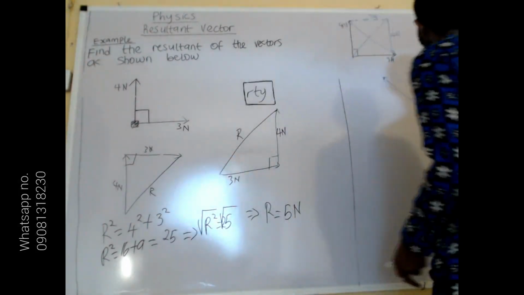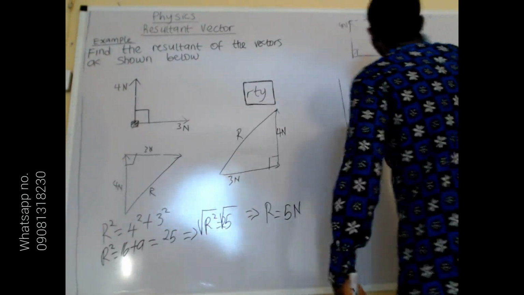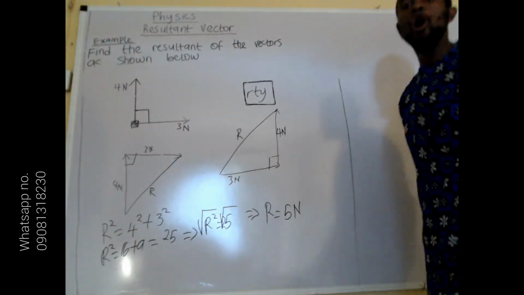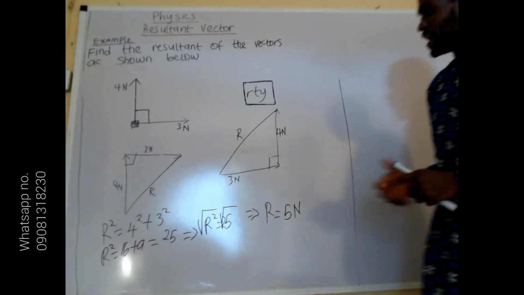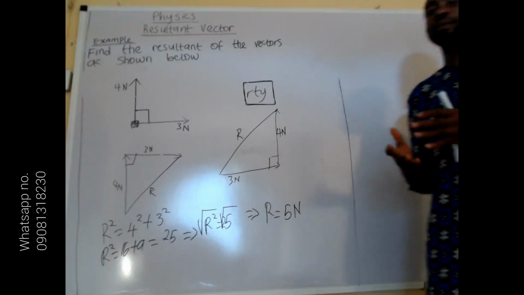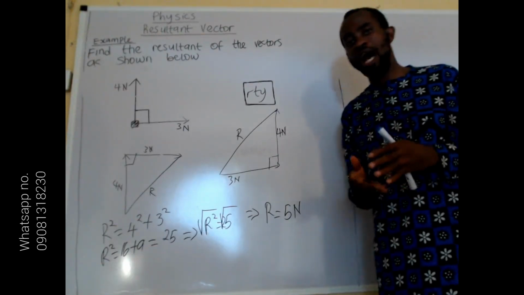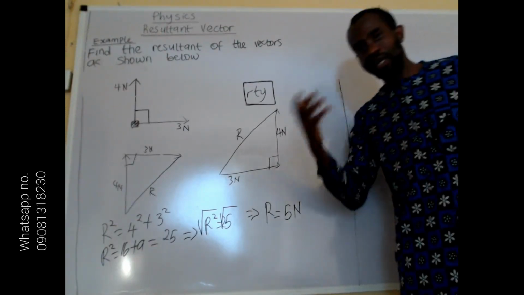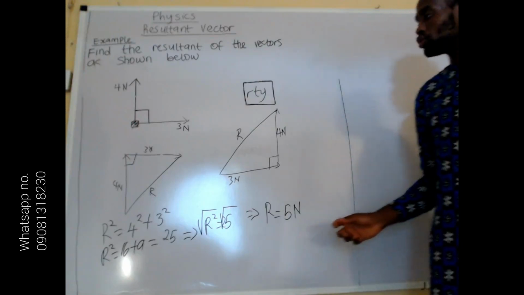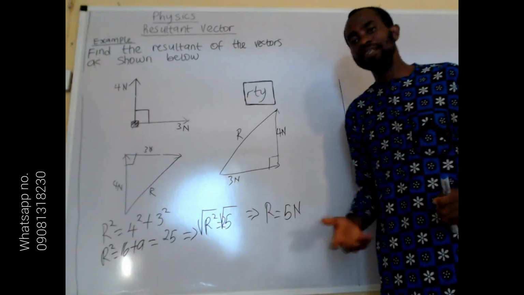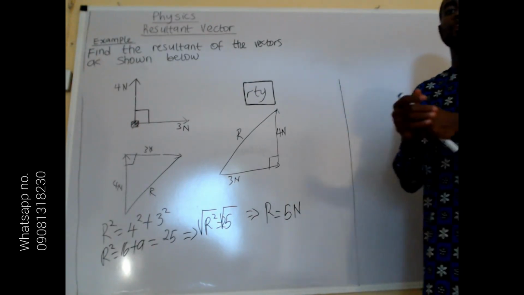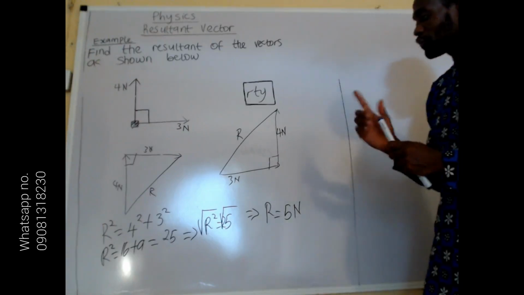Now, as we are saying, we want to find the direction of the vector so that it will be a complete resultant vector, because all vectors have both magnitude and direction. What we just found here is the magnitude. Now, how do you go ahead to find the direction? Anytime you want to find the direction of a resultant vector, try to follow this rule.